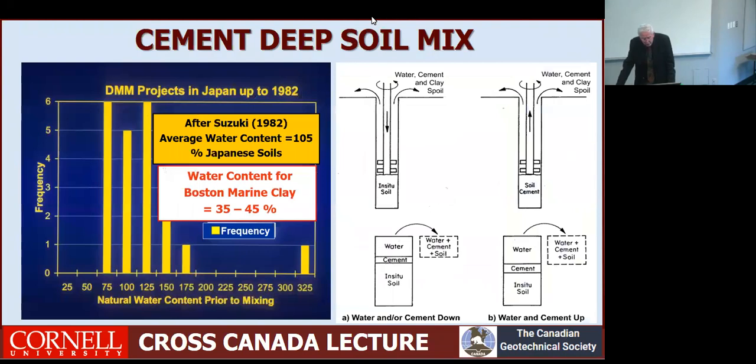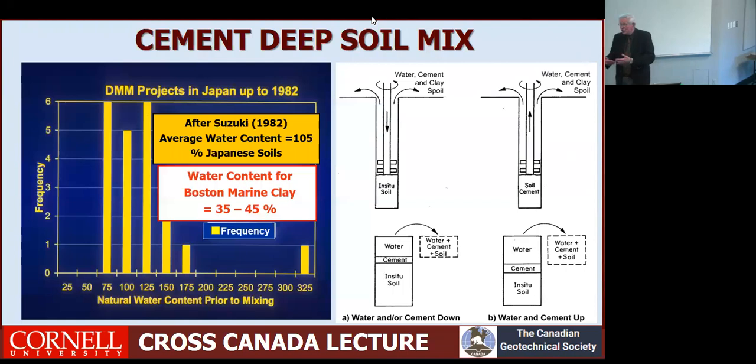The deep soil mixing process was developed in Japan primarily for soils that had natural water contents of 75 to 150%. Very, very soft sediments. Now in Boston, you're applying this for marine clays that have water contents of 35 to 45%. And there was some difficulty achieving homogeneity in the deep soil mix as we tried to get these elements into the ground. And what was ultimately decided, as you can see on the right-hand side, is that the method of installing the soil mix columns was to inject water going down, typically two-thirds of the water you were going to use, or one-third, and then inject it coming back up. But we found that injecting it going down was the thing that really mattered.